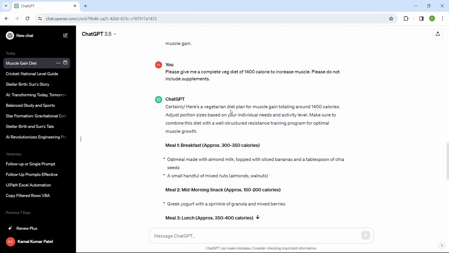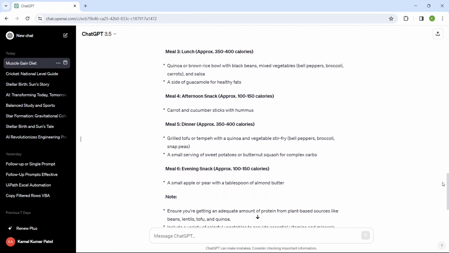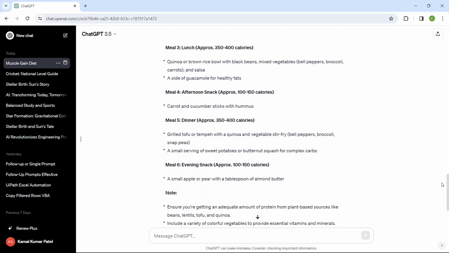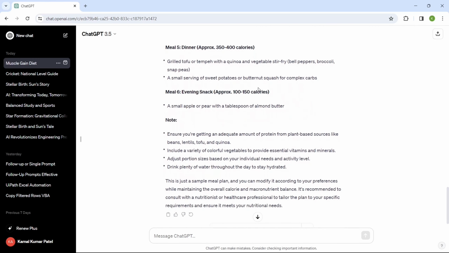It says here is a vegetarian diet for muscle gain totaling around 1400 calories, and it says breakfast, and it has given the calories. You can see it has removed the non-vegetarian food and also the extra supplements, and it has given the complete breakdown of calories, making it under 1400 calories. Also it has given some notes like ensure you are getting an adequate amount of protein from plant-based sources like beans, lentils, tofu, and quinoa, and different other things. Drink plenty of water throughout the day to stay hydrated. So this is how you can improve your response.